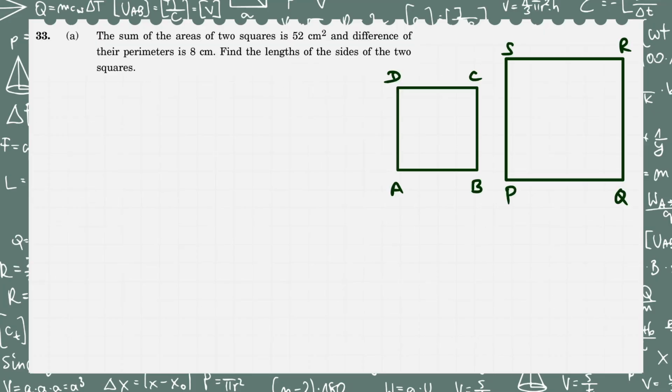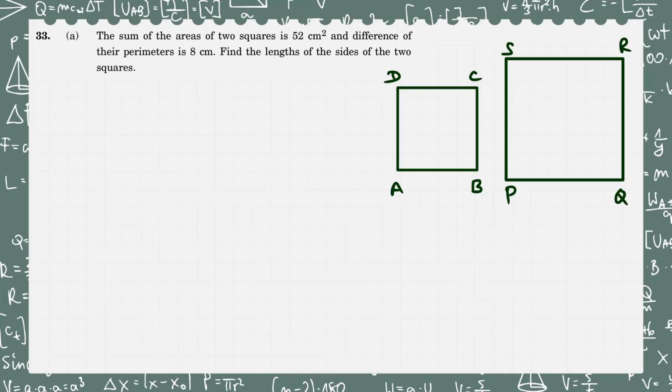Let us move on. Sum 33 has two choices. The first one is: the sum of the areas of two squares is 52 centimeter square and the difference of their perimeters is 8 centimeter. Find the lengths of the sides of the two squares. I have drawn two squares. See, they are not saying both the squares are of the same size, right? So one square is smaller in size, another one is bigger.